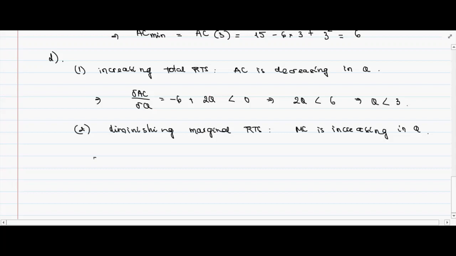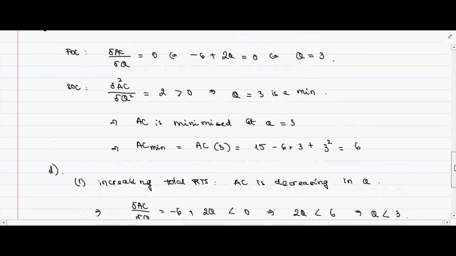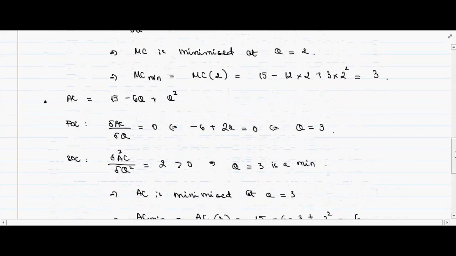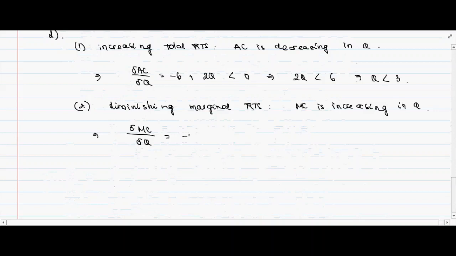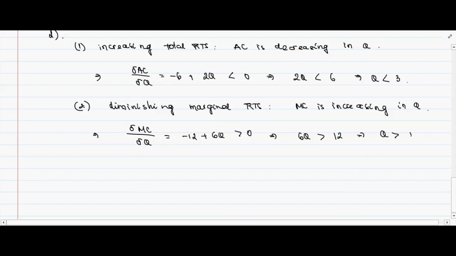Okay, so we basically want the change in marginal cost given the change in Q. We want this derivative to be positive. We found earlier that the derivative of marginal cost is negative 12 plus 6Q. And we want this to be positive because we want the marginal cost to be increasing in Q. So therefore 6Q has to be bigger than 12, so therefore Q is going to be bigger than 2.